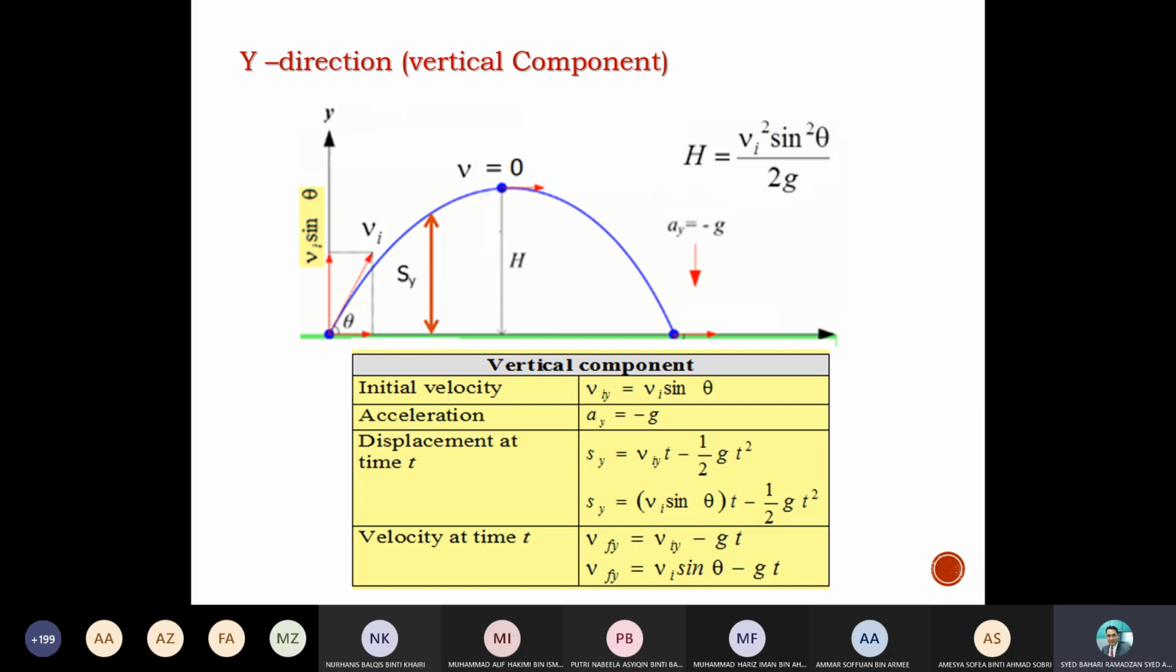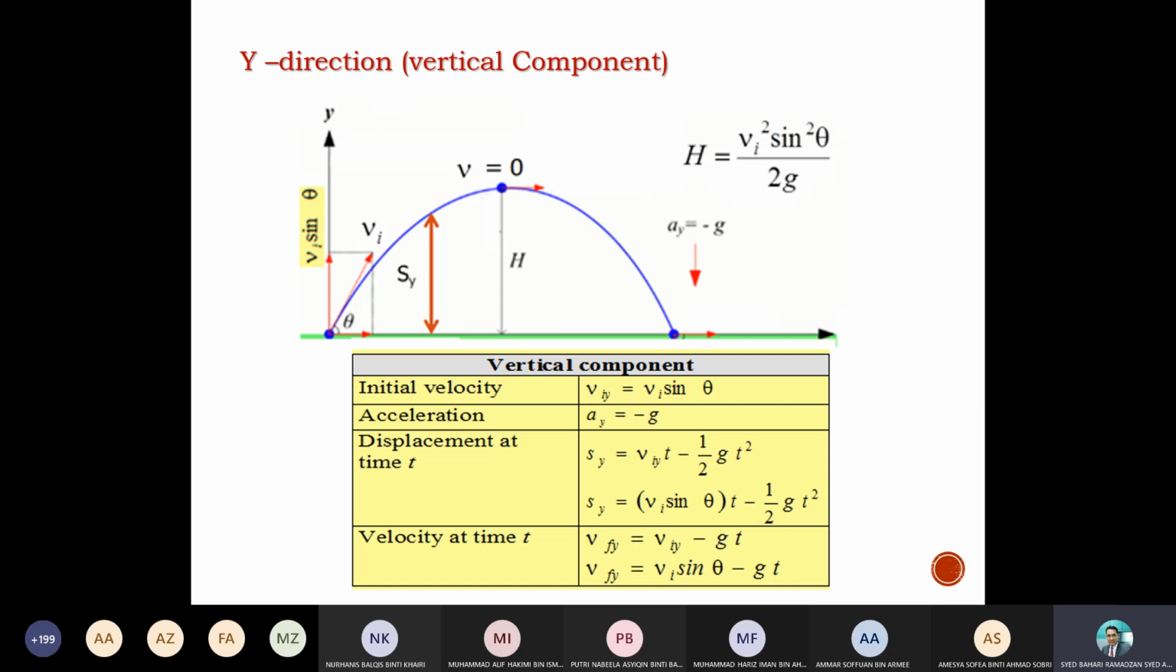For sy, you use the kinematics equations, as we learned before. sy equals v initial y t minus 1 over 2 g t squared, and because we know v initial y is v initial sine theta, we must use v initial sine theta. So we have sy equals v initial sine theta t minus 1 over 2 g t squared. This is the displacement at time t, at any point in this vertical motion.